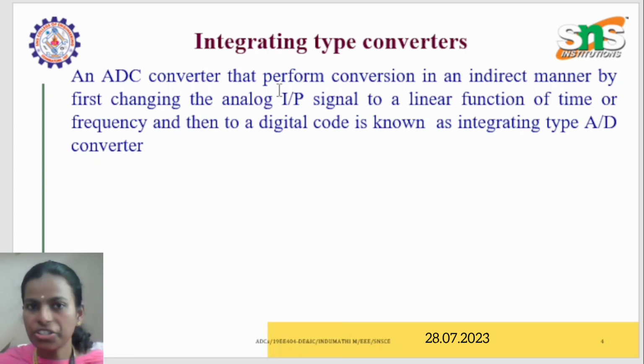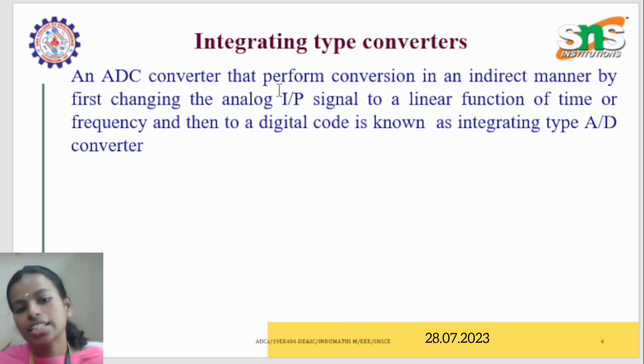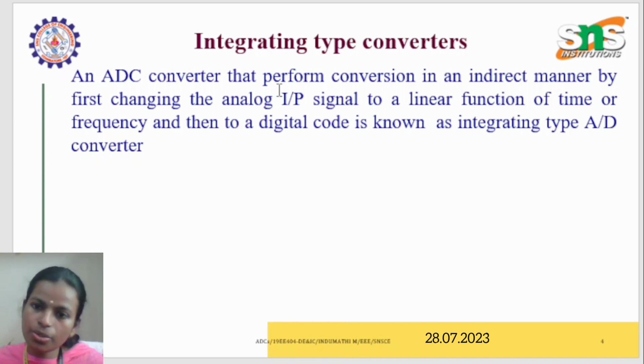Linear function means, for example, if your input increases, the output increases in that same manner. It will not increase as a square or root. It will just increase in a linear manner. If you plot the graph, it should be a straight line. That is the linear function. So in the integrating type converter, the conversion is performed in an indirect manner: first we change the analog input signal to a linear function, then we convert it into a digital code.